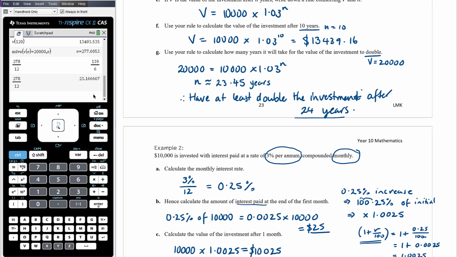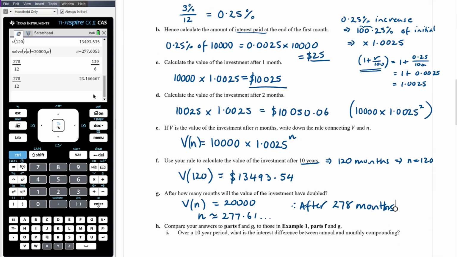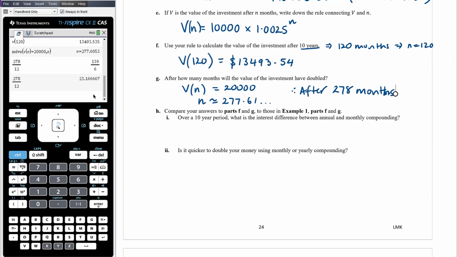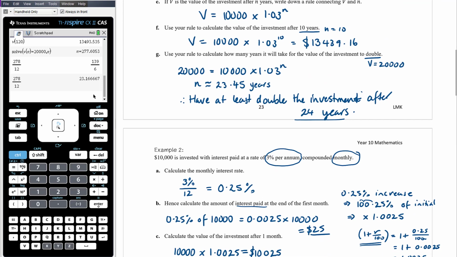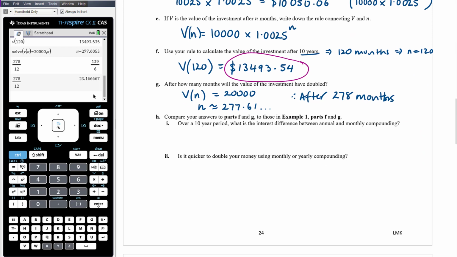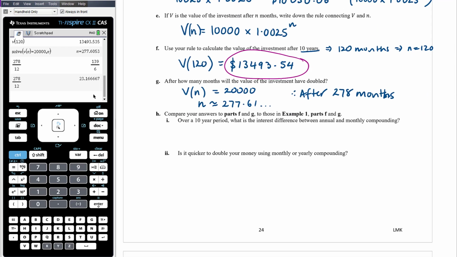when we compounded the money annually, we had $13,439.16. Here we've got $13,493.54. So it's not an enormous difference. We're not talking about a really long time, a very big interest rate, or a very big principal amount. But if you had $50,000 or $100,000 to invest, we get quite a big difference quite quickly. So this was about $13,400 and about $40, whereas this was $13,400 and just over $90. So an extra $50 or so in the pocket by compounding monthly.